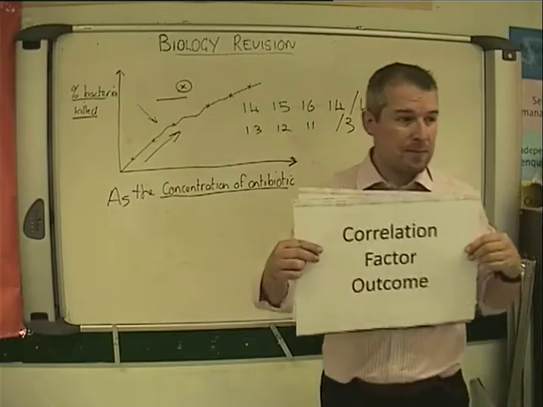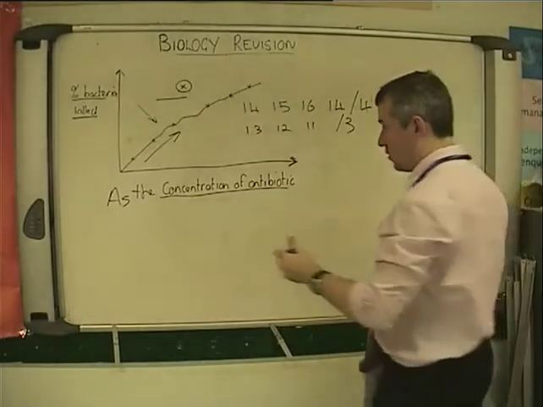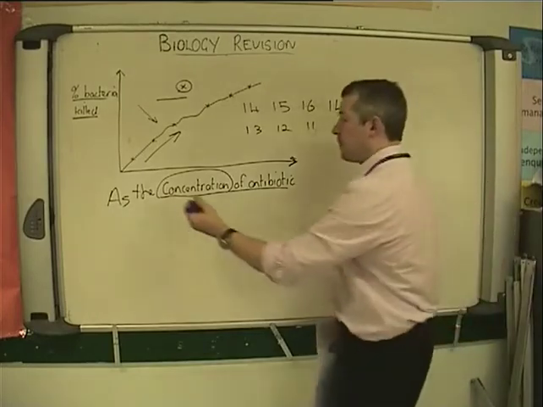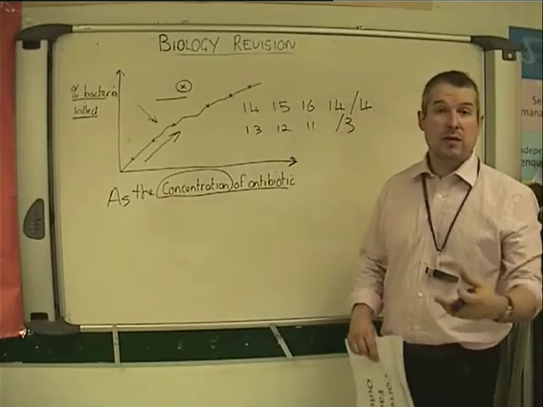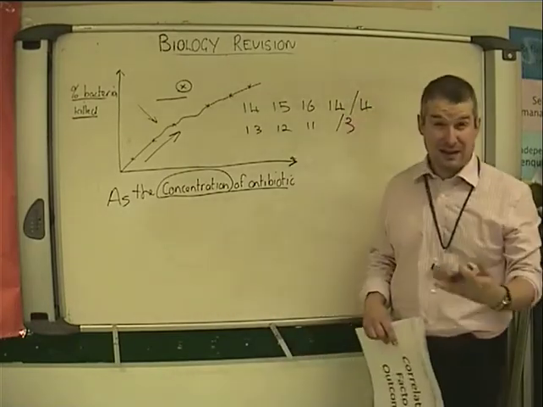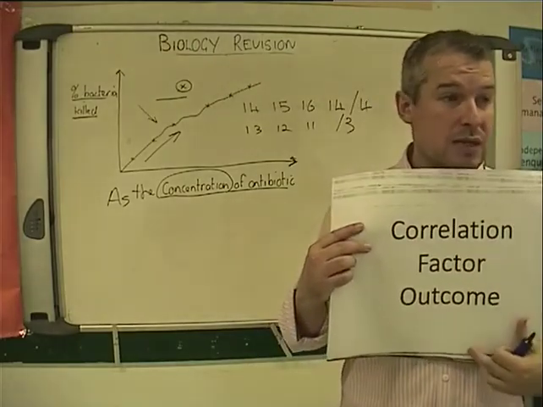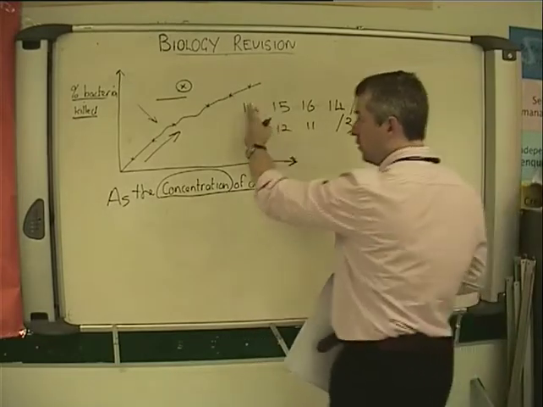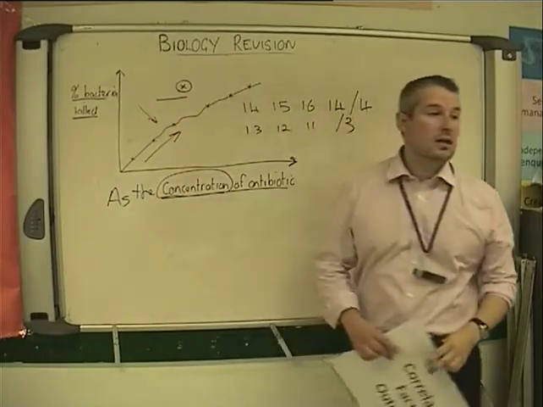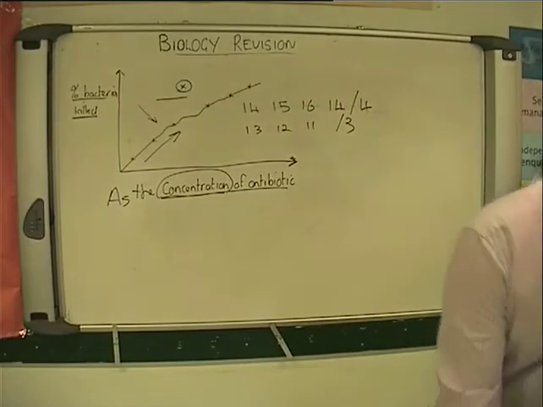Now, the factor is the thing which actually causes it to change. So in this case, we've got concentration of antibiotic, but we could also have type of antibiotic. That would be another factor. We could have, I don't know, the temperature of the treatment. All these things would be factors which affect it. The outcome is quite simply what happens as a result. So here the factor is concentration, and the outcome is more bacteria are killed. Okay? So those are the words correlation, factor, and outcome.